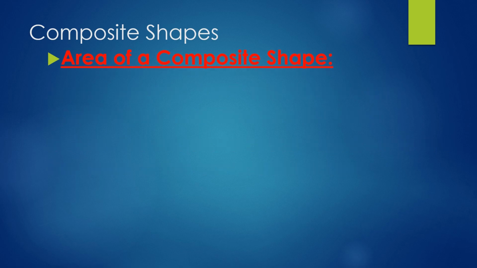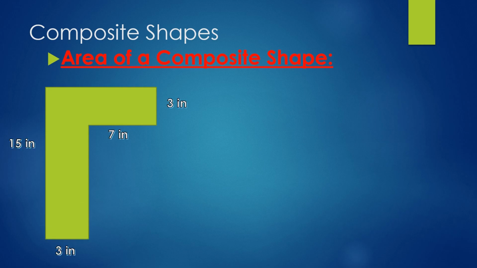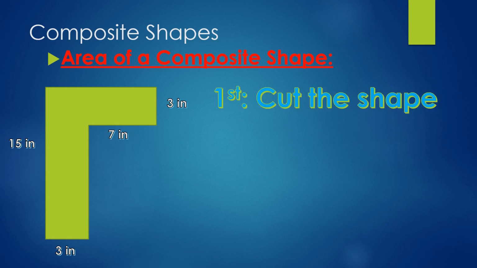So let's start by looking at this composite shape. Looks like an upside down L. And we've got different value measurements, 15 inches, 3 inches, 7 inches, and 3 inches. So first, you're going to cut the shape. So we can cut the shape in a way that gives us 2 different areas we can measure. So we could cut it like that, or we can cut it like this. Either way you cut this shape, we'll have 2 rectangles that we can use to find areas, and we can add the 2 together. For the sake of this video, we're going to cut it the first way.